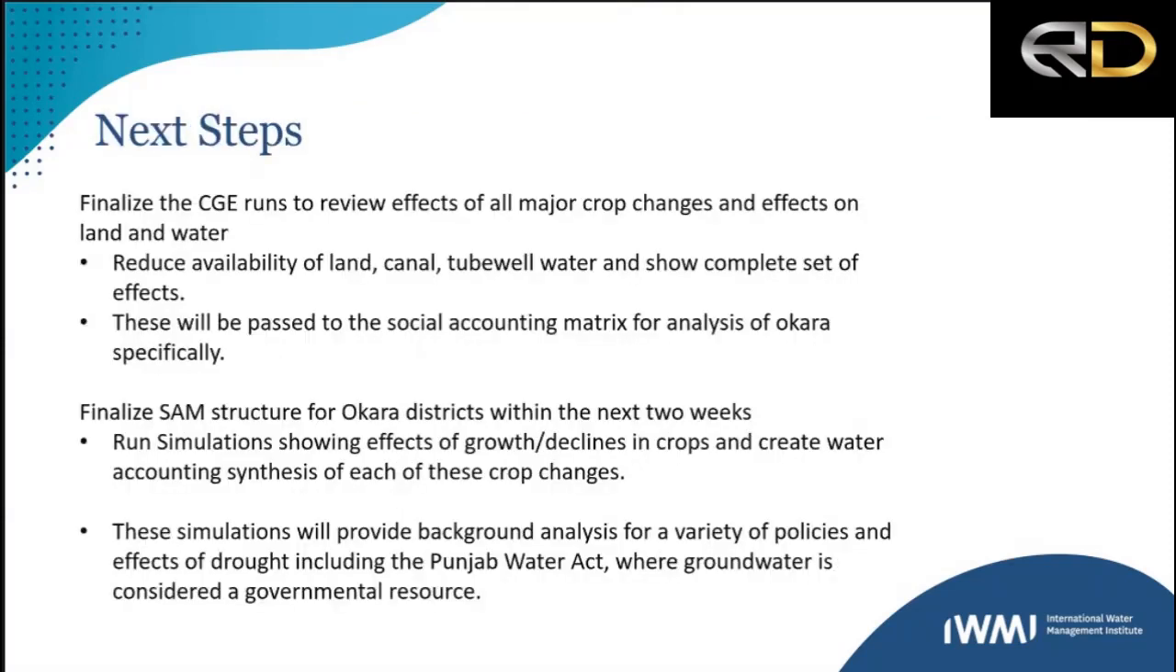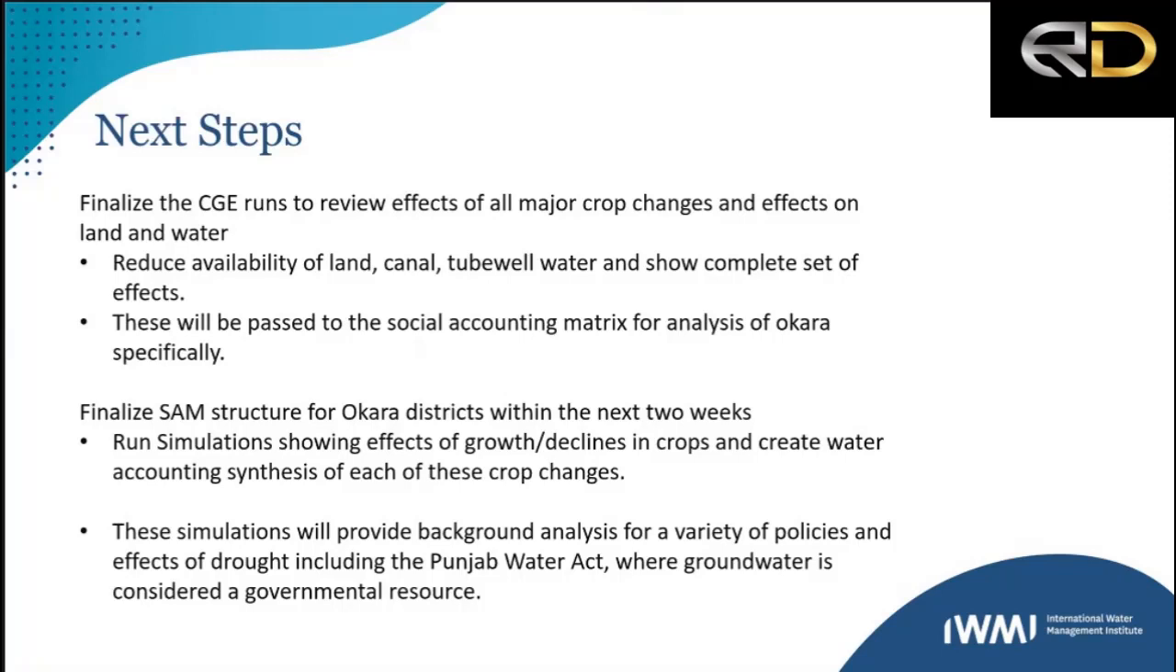So finally, what we want to do is finalize these CGE runs, and basically that's reducing water and land availability, shocking the other major crops, and then probably adding more economic effects to what I've shown here. So this will be done pretty quickly. There's nothing really holding us back on that. We need to finalize the SAM for Okara District within the next 2 weeks, is our threat.